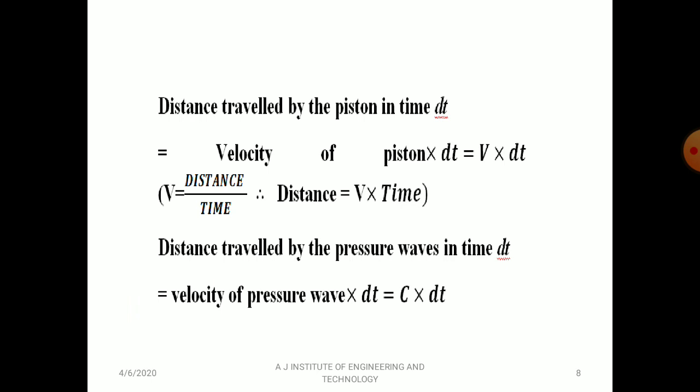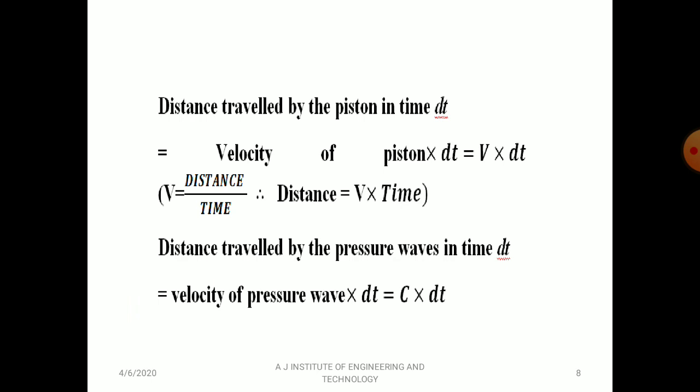So now, from the basic definition, velocity is given by distance by time. Now you have to calculate the distance here for the piston as well as for the sound wave. So distance equals V into time, velocity into time. The distance traveled by the piston in time dt, we are going to give the piston a displacement of x. So distance is x. We are going to move the piston with the velocity v, and the time interval is dt. So x equals v into dt.